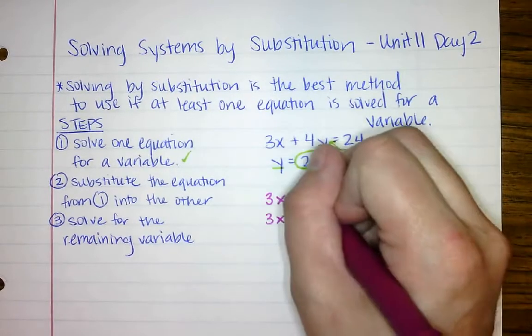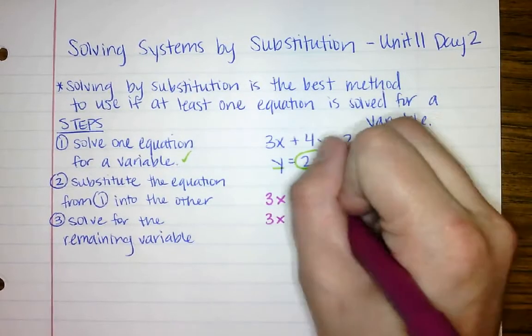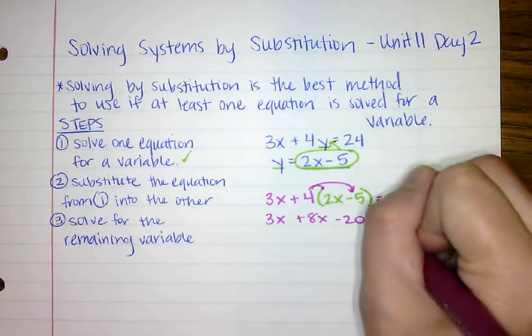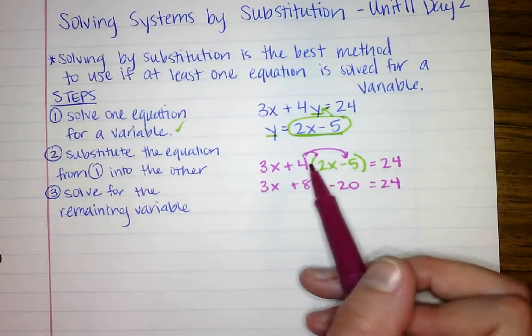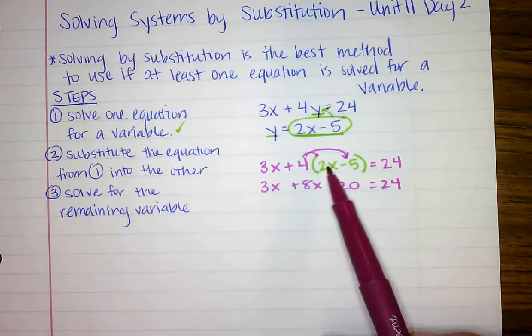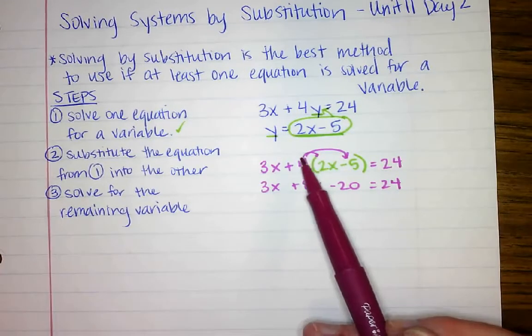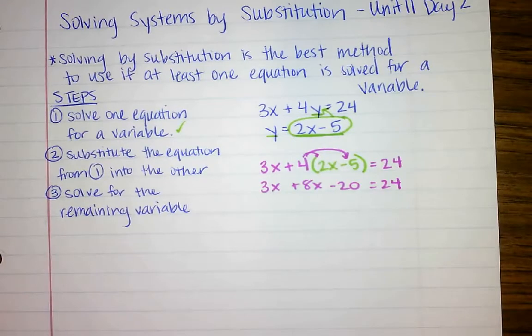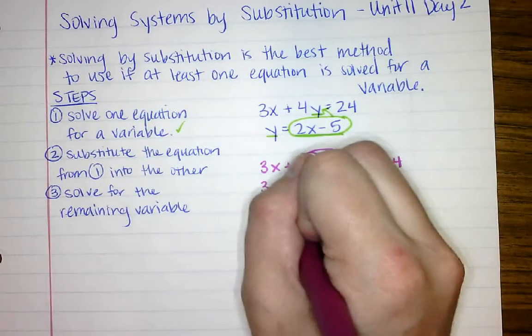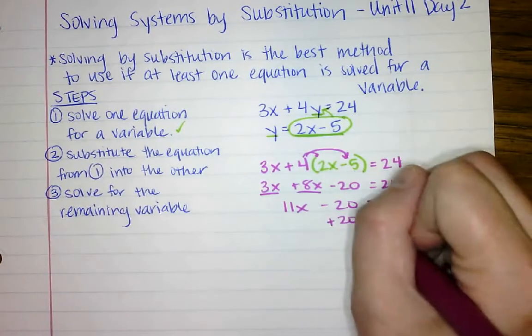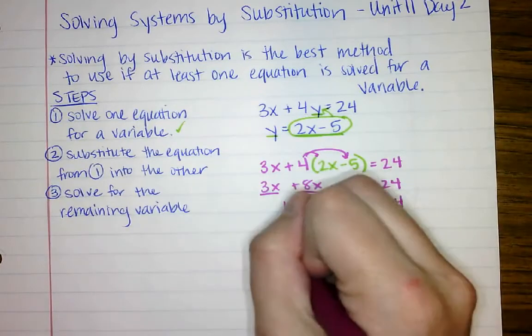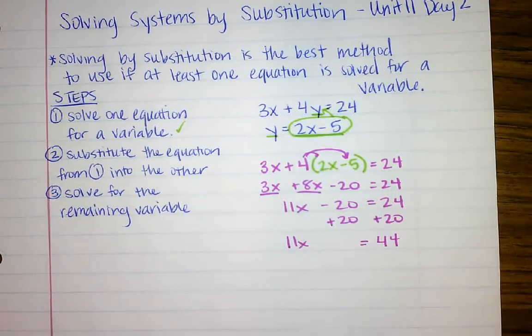So we're going to solve for our remaining variable. This becomes 3x plus 8x minus 20 equals 24. Do y'all feel good about that? Most people do this step where they do 4 times 2x to get 8x, but they forget to do 4 times the negative 5 to get our minus 20. So now we're going to put these together. 3x plus 8x is 11x, minus 20 equals 24. We add 20 to both sides, and we have 11x is equal to 44.